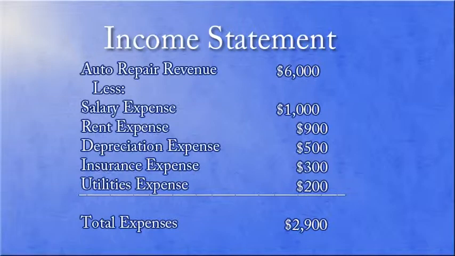To see how one works, let's suppose Bill's Auto Repair Incorporated did $600 of auto repairs during May and used up $1,000 of salary expense, $900 of rent expense, $500 of supplies expense, $300 of insurance expense, and $200 of utilities expense. We would get these, of course, from the adjusted trial balance. The income statement would look like the slide.